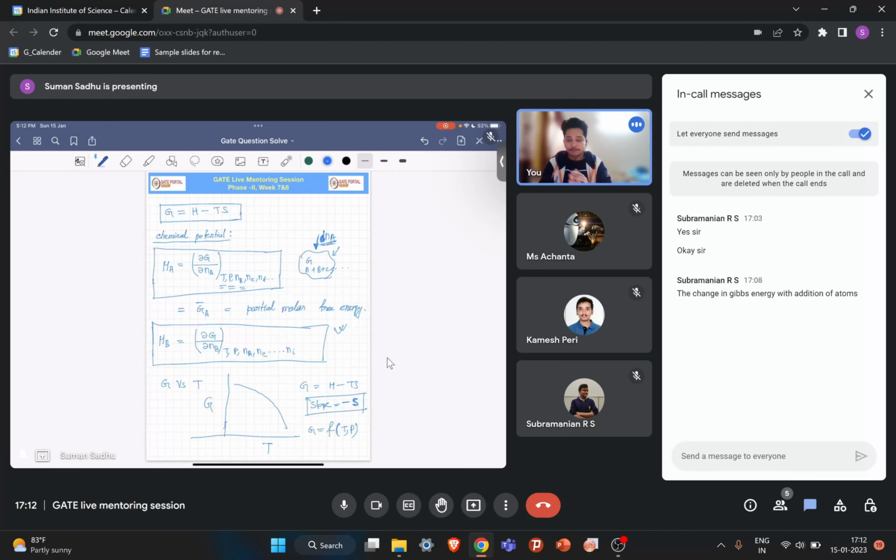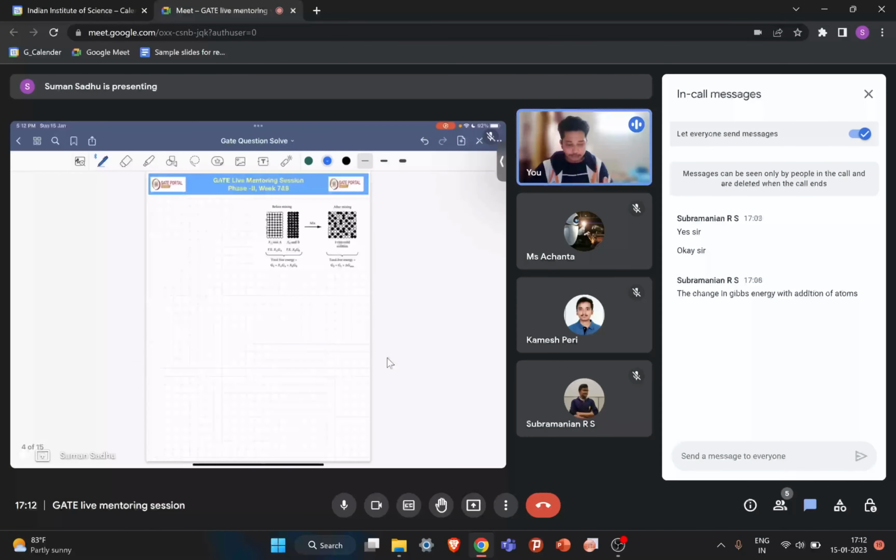But let's say if we add some other element to it, like you have xa mole of A and xb mole of B. So now you are adding this also together.